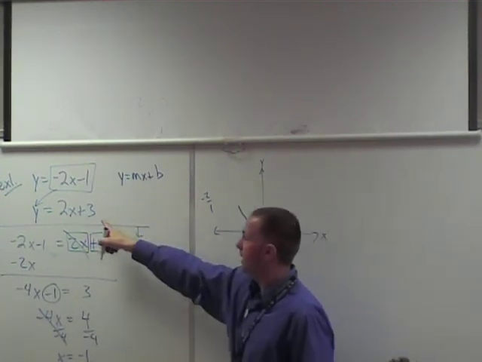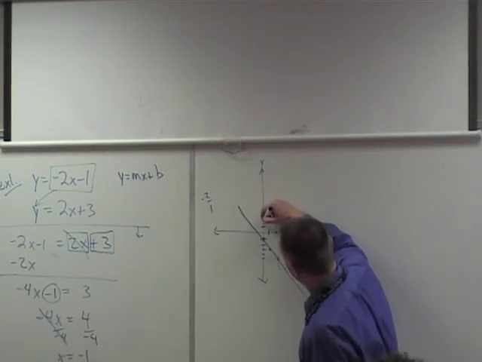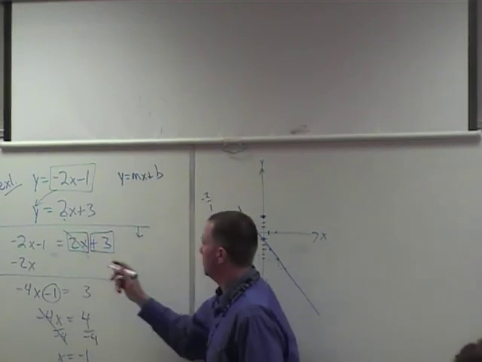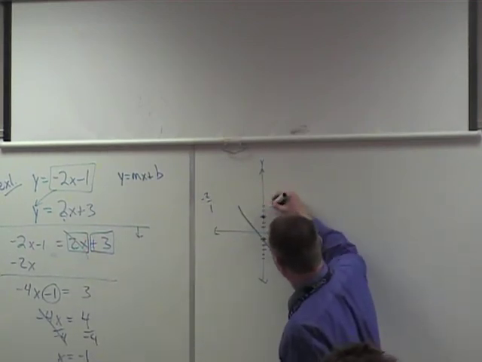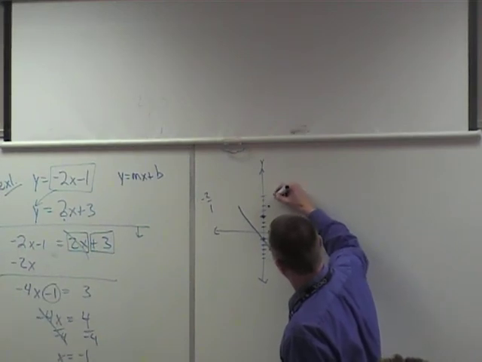This goes through the y-axis at positive 3. Has a slope of 2 over 1. Up 2 and over 1. Up 2 and over 1. And you can keep going.